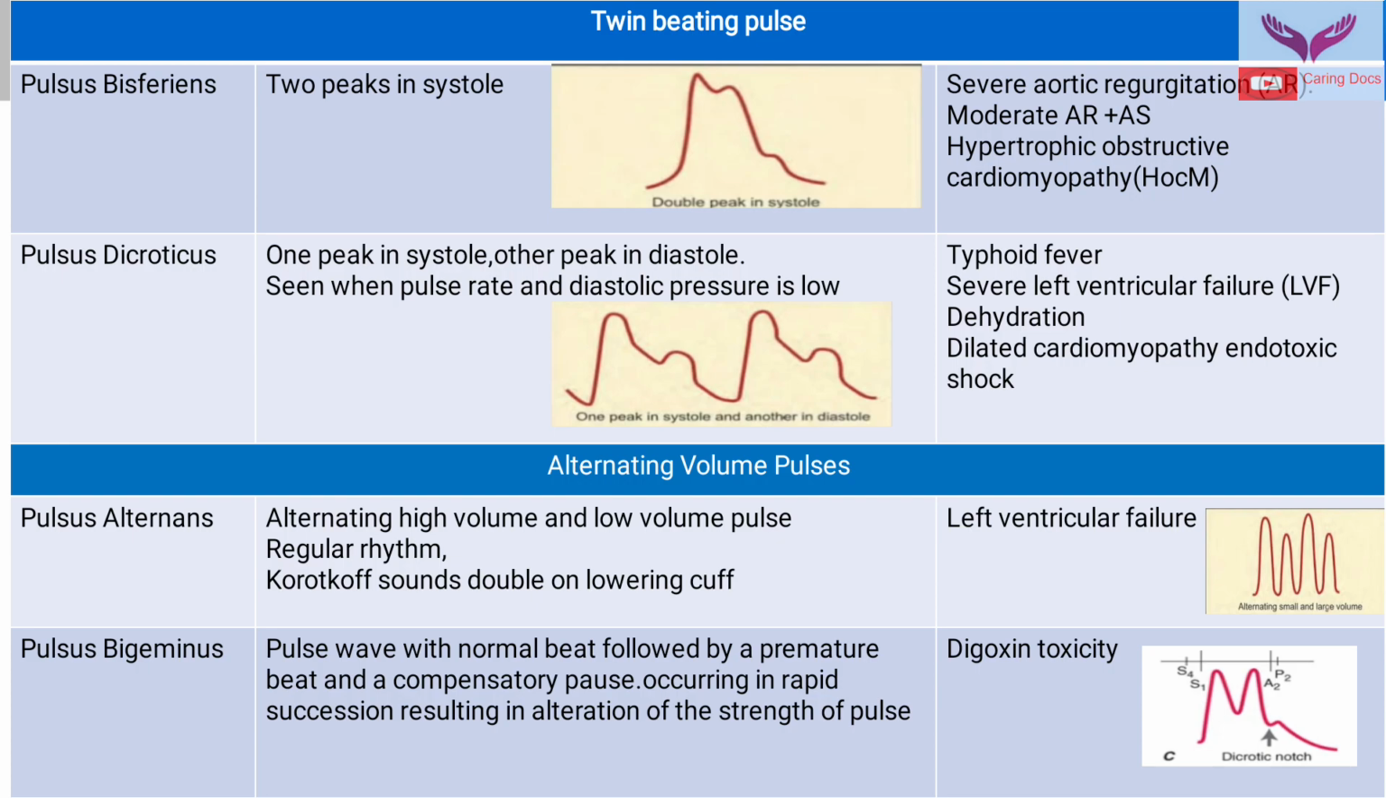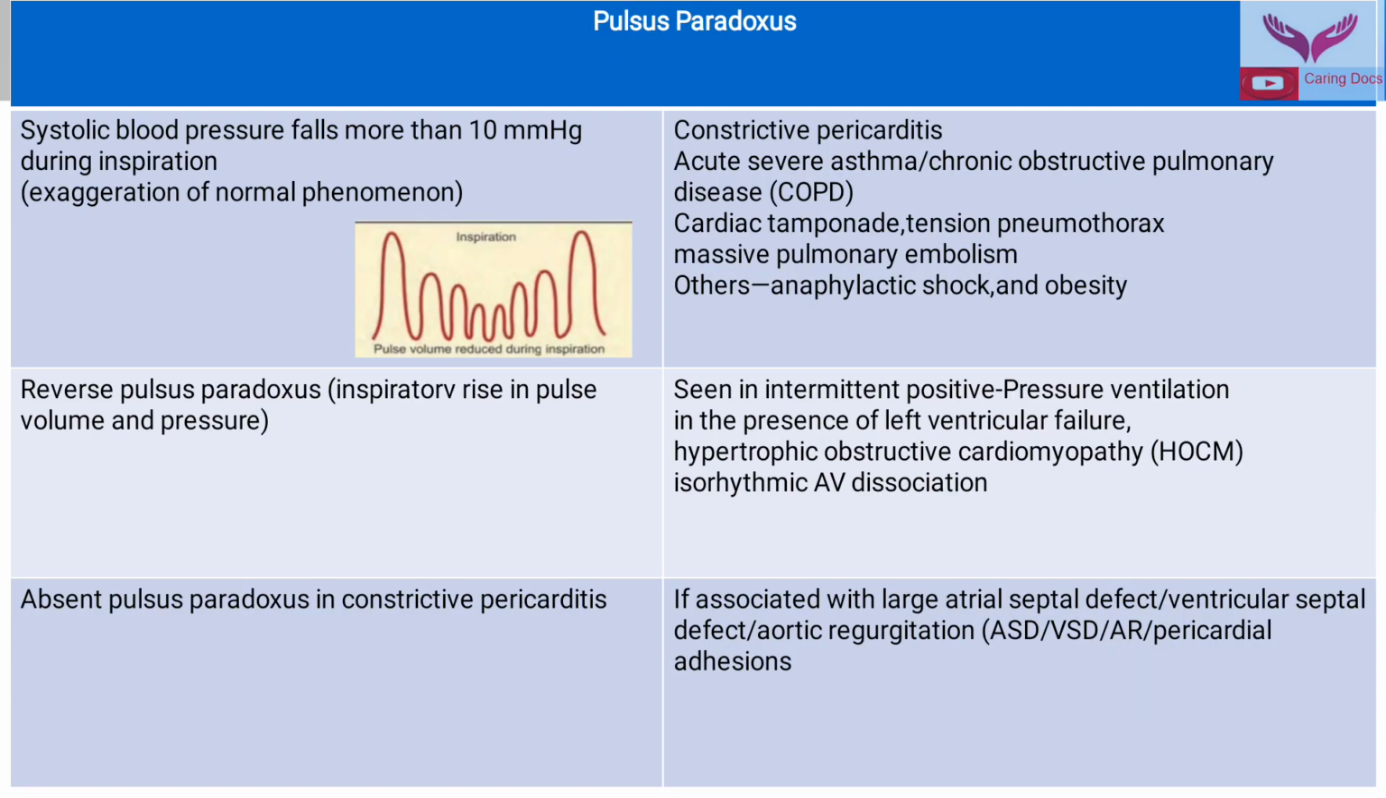And the pulse with alternating volume, we call them pulsus alternans and pulsus bigeminus. Pulsus alternans means alternating high volume and low volume pulses, but the rhythm is regular, and the Korotkoff sounds double on lowering the cuff. It is seen in left ventricular failure. Pulsus bigeminus is a pulse wave with a normal beat followed by a premature beat and a corresponding pause. It occurs in rapid succession, resulting in the alteration of the strength of the pulse. It is very common in digoxin toxicity. Then we have pulsus paradoxus.